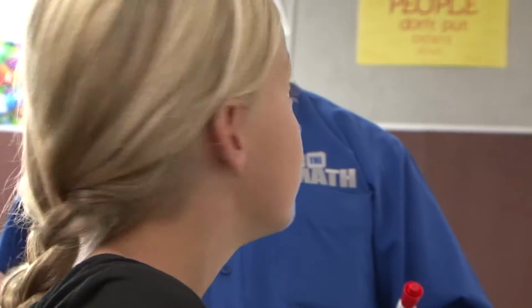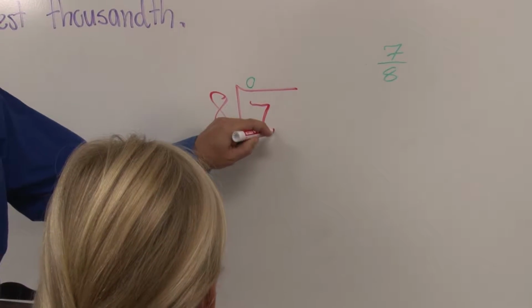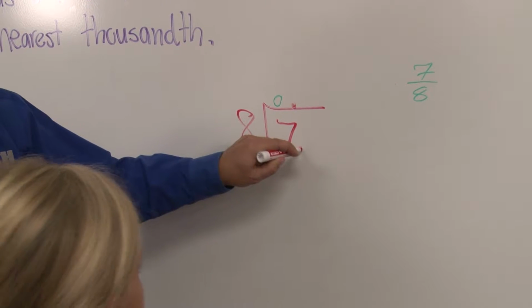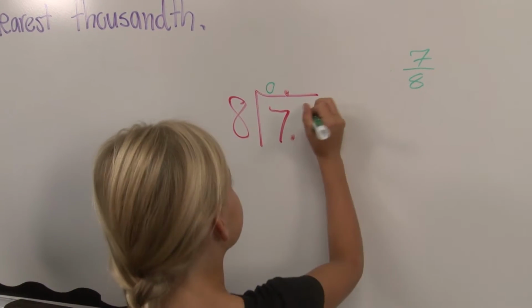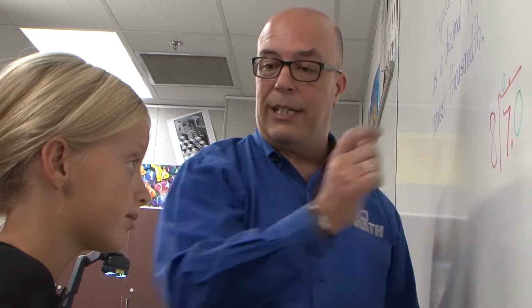Now, why did you put a 0 up there? Because 8 can't go into 7. 8 can't go into 7, can it? So what do we need to do now? We need to get a bigger number. First thing we're going to do is we're going to add a decimal. So we're going to put a decimal point right there. And after the decimal point, do you know what we put right there? A 0. Perfect. So go ahead and put the 0. So now think about it as 8 into 70. How many times will 8 go into 70 without going over?